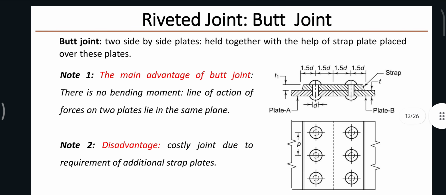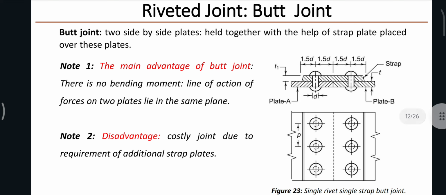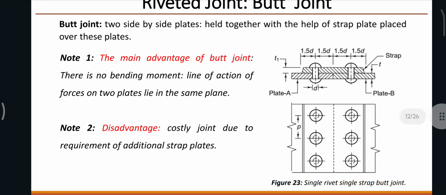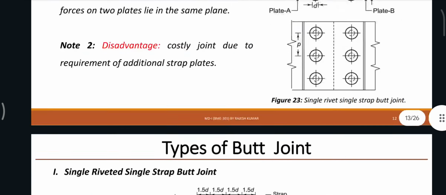A riveted butt joint: two side by side plates held together with the help of a strap plate placed over these plates. The main advantage of butt joint is there is no bending moment. Line of action of force on two plates lies in the same plane. Disadvantage: costly joint due to requirement of additional strap plate.